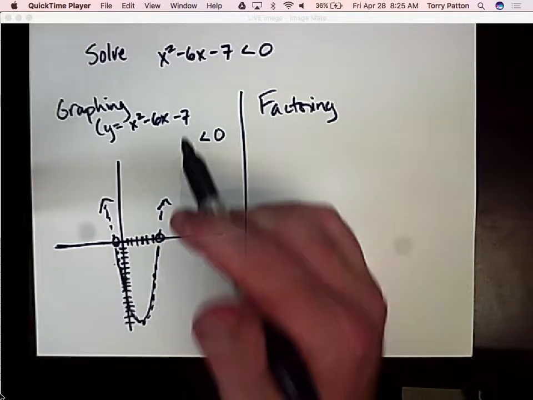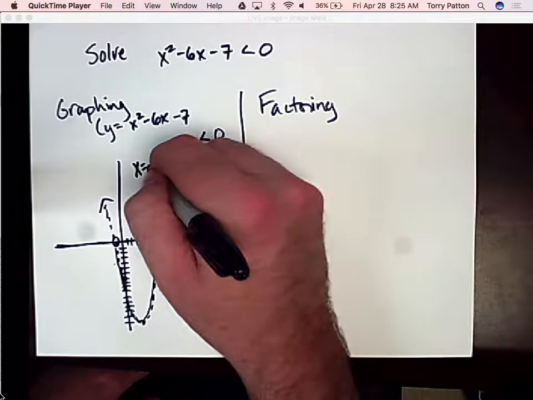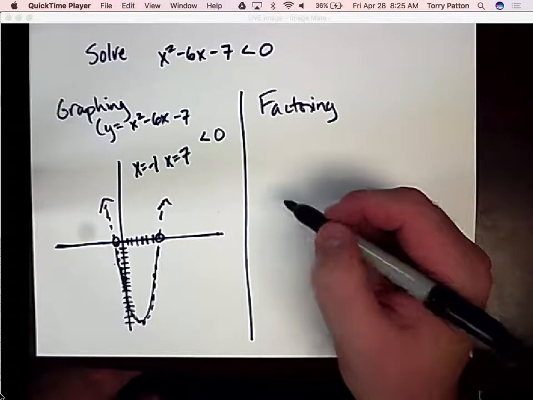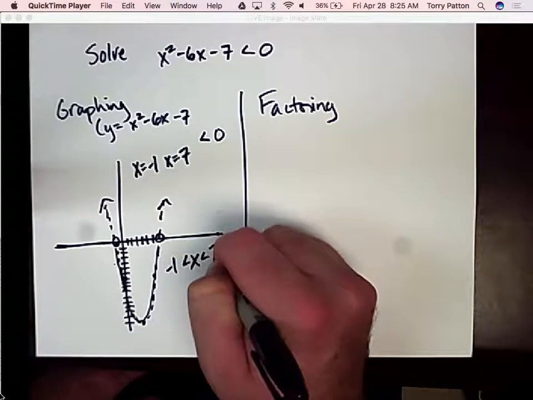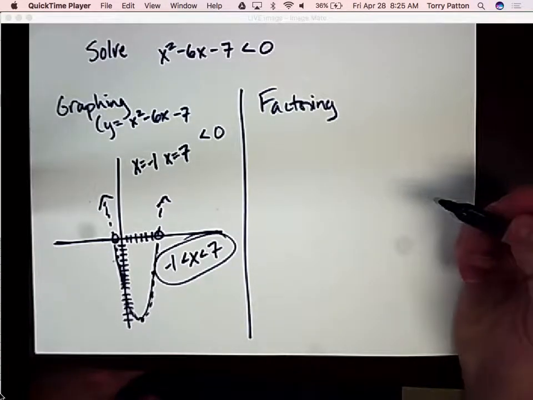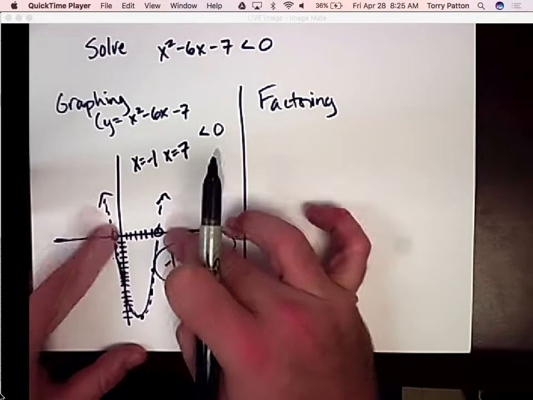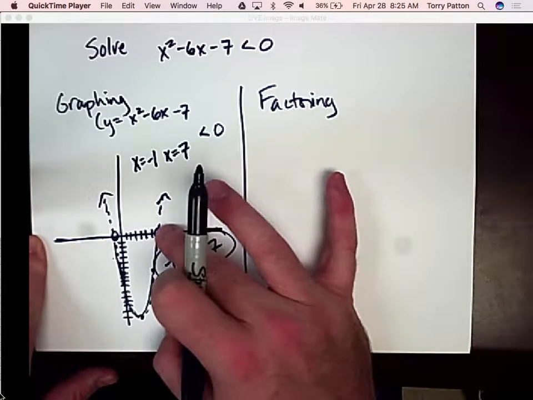Well, you can find those zeros by either factoring or doing the quadratic formula, and you see that x is -1 or x is +7. So the answer is all x's between -1 and 7. Now, if it said greater than, it would have been these two pieces, right? And that would have been x is less than -1 or x is greater than 7.